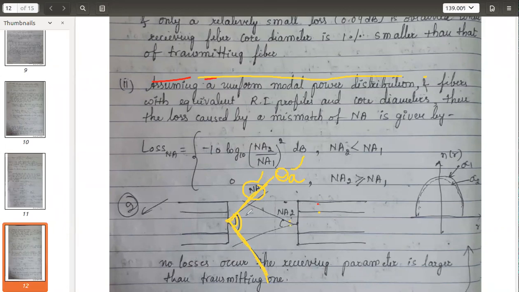Because of this mismatch, assume you have one ray coming out from this first optical fiber, which has, assume, some theta a of 60 degrees. Okay, the range is 60 degrees.